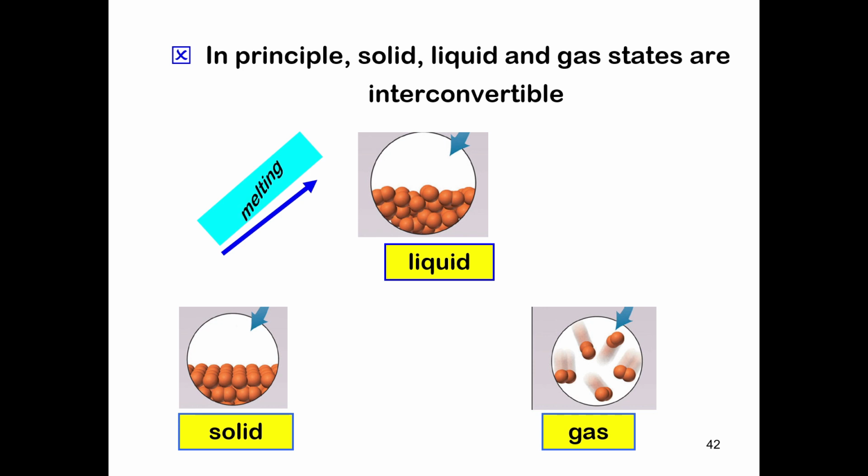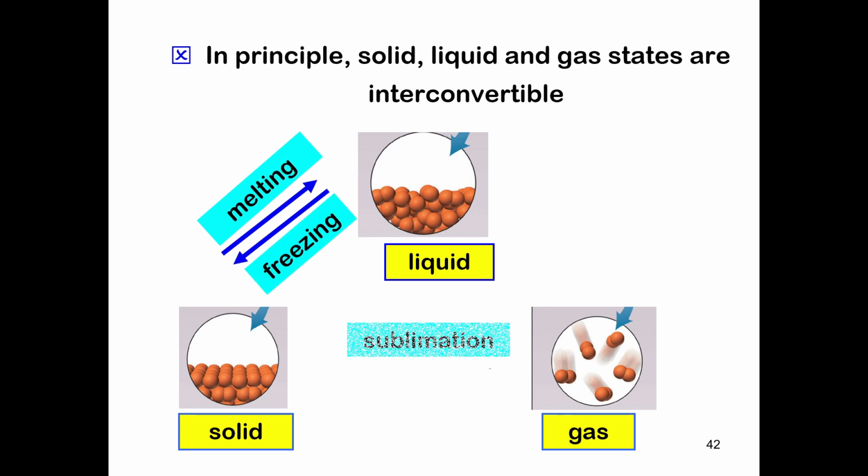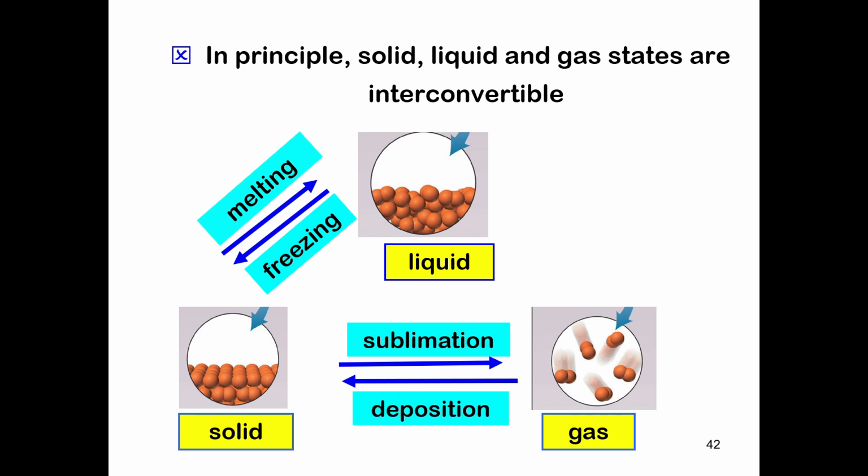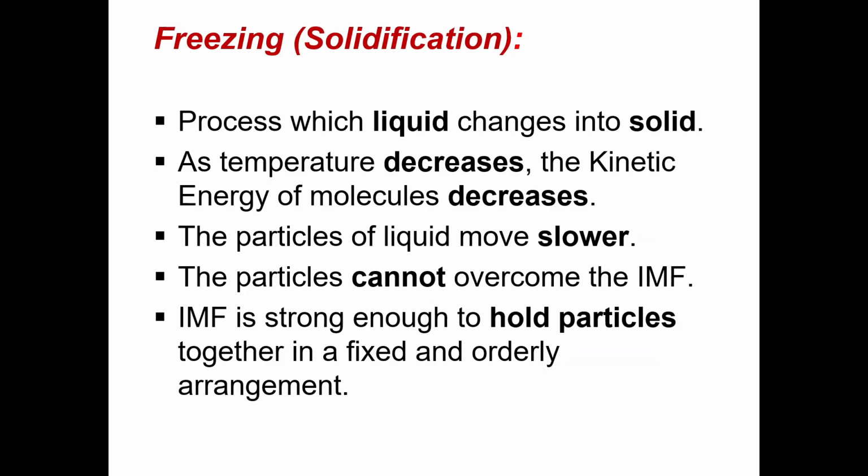Solid to liquid we call melting. The reverse, liquid to solid, freezing. Sublimation, solid to gas. The reverse process, gas to solid, we call deposition. Liquid to gas, boiling or vaporization. Gas to liquid, condensation. So remember, in explaining the process in liquid or solid, we explain in terms of the kinetic energy of the molecules and also the intermolecular force.